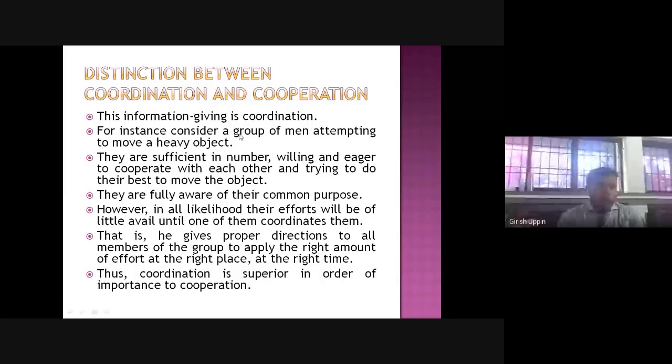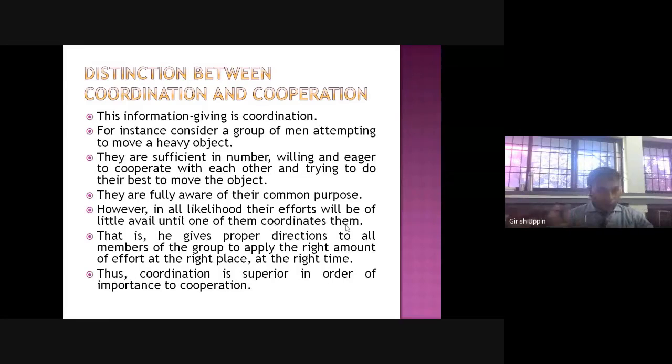In the case of coordination, it is more about giving information and taking common responsibility. For instance, consider a group of men attempting to move a heavy object. They are sufficient in number, willing and eager to cooperate with each other, and trying to do their best to move the object. They are aware of their common purpose. However, in all likelihood, their efforts will be of little avail until one of them coordinates. So this is an example.